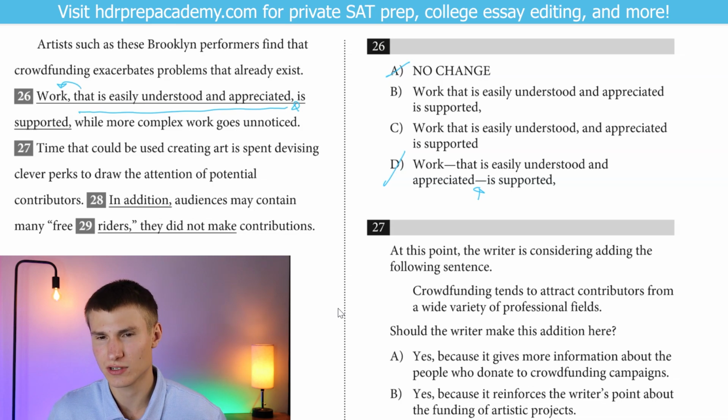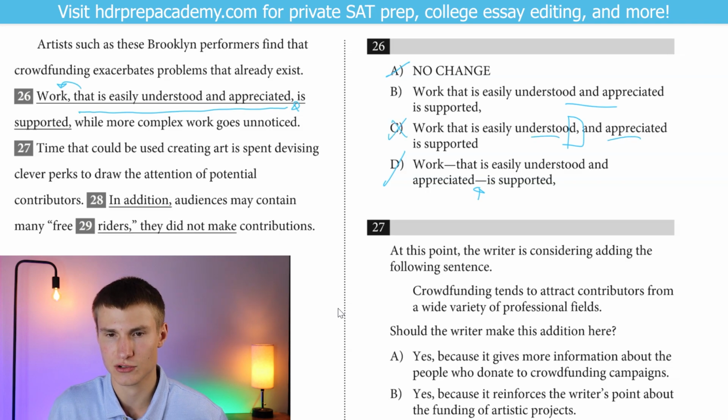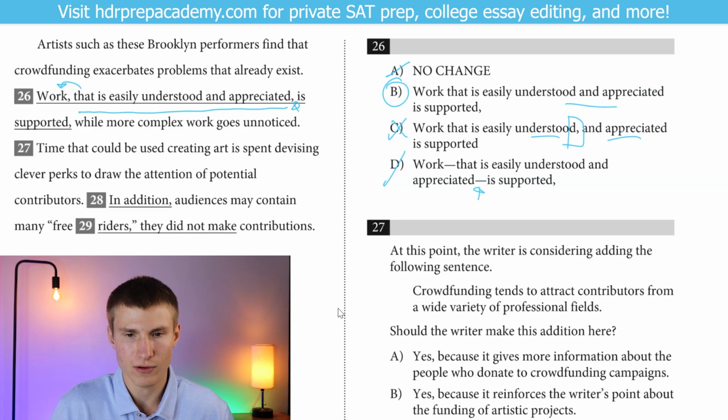So let's go ahead and take a look at our answer choices. None of them have that, right? We're looking at this comma here. We don't need to split up two things with a comma, right? So we know our answer there has to be answer choice B. All right, let's go ahead and keep going. We have, well, more complex work goes unnoticed. And then we have 27.